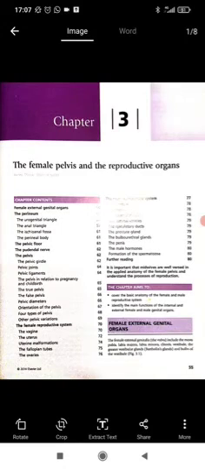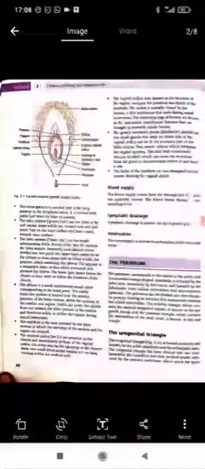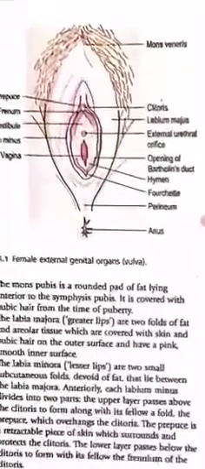Then we have the vestibule. The vestibule is an oval space that is enclosed by the two labia minora, and it contains the clitoris, the urethral opening, and the vaginal opening. We're going to see the image. Then we have the greater vestibular glands, also known as Bartholin's glands. Then we have the bulb of the vestibule. You're going to see the diagram. Good. So this is the diagram.